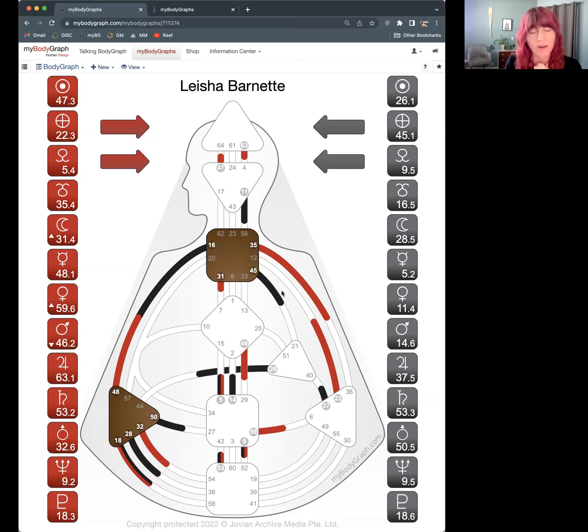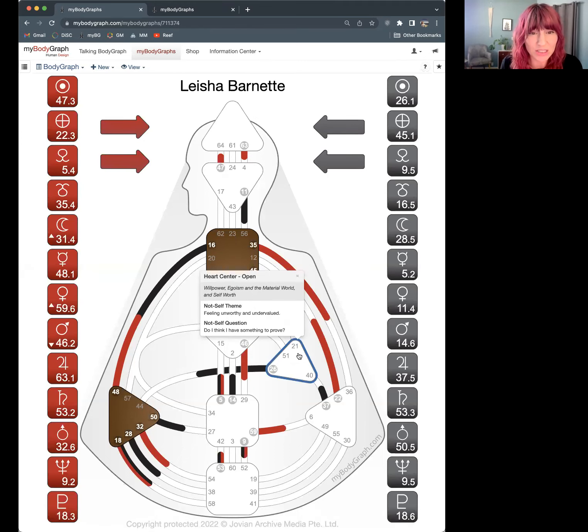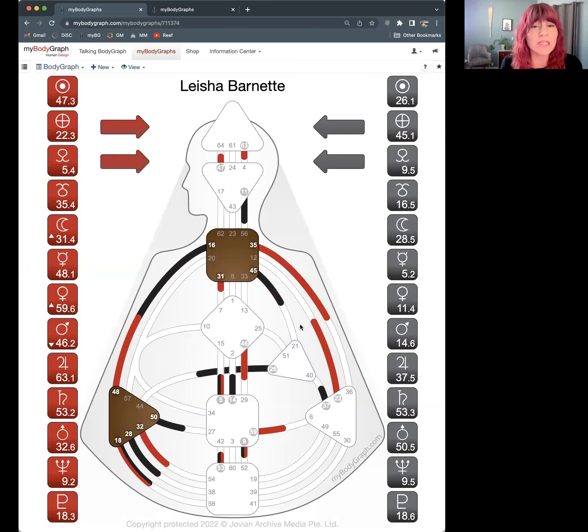Now, I have the 45, but I don't have the 21. So this is like the gatherer. It's like the queen or king kind of energy, but I'm not going to be in control in the relationship. I don't probably feel the same need to as someone with a gate 21 or this whole channel.